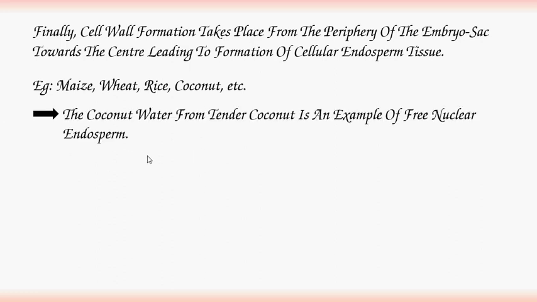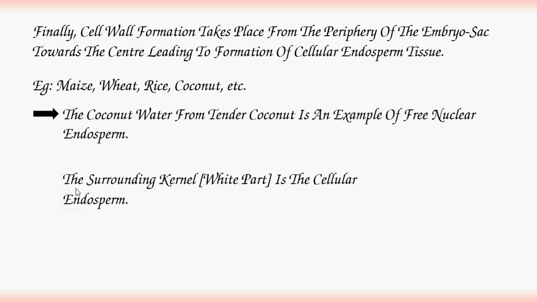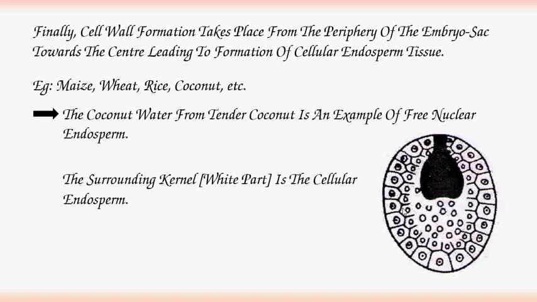Here is something special. The coconut water from tender young coconut is an example of free nuclear endosperm. The surrounding kernel, the white part, is the cellular endosperm. We can observe both free nuclear endosperm and cellular endosperm in coconut. See this photograph here.